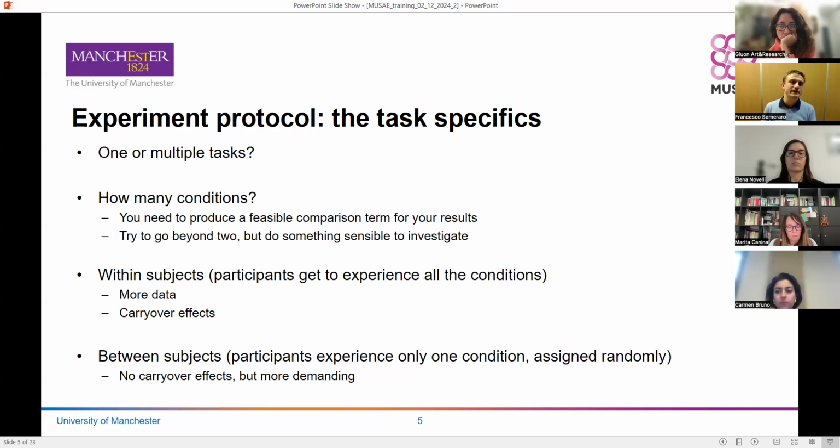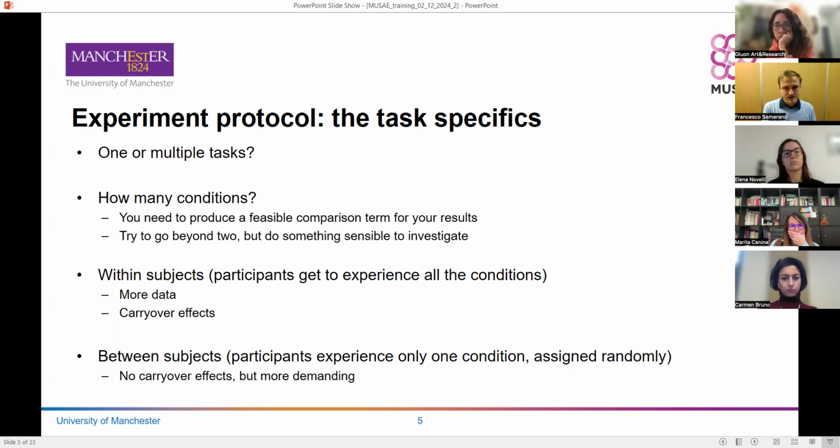And this is why you need at least two different conditions, which can then translate into two different settings of the same system, different scenarios, different tasks. You name them according to what you think makes sense.